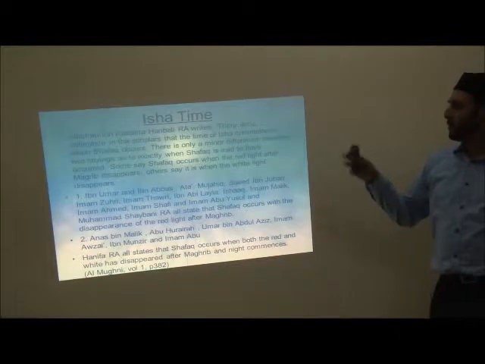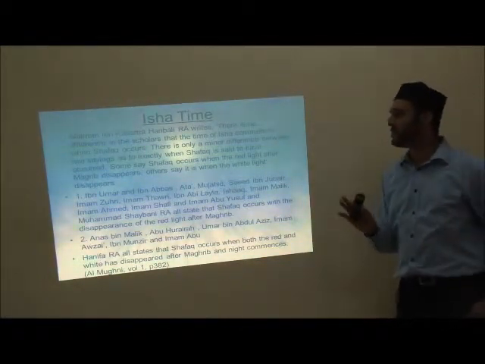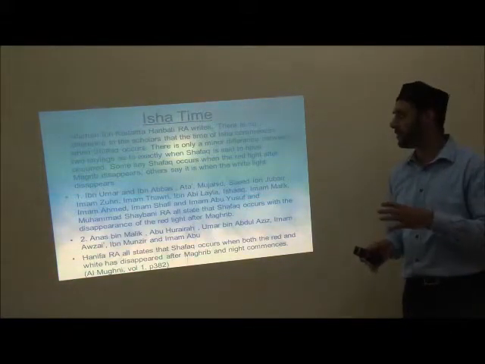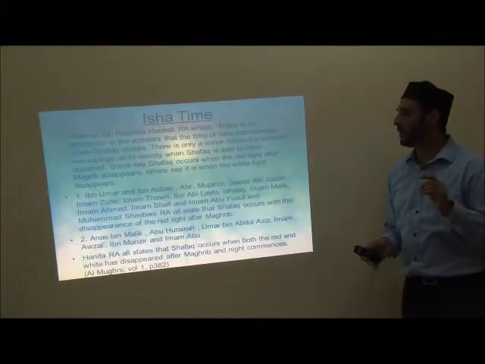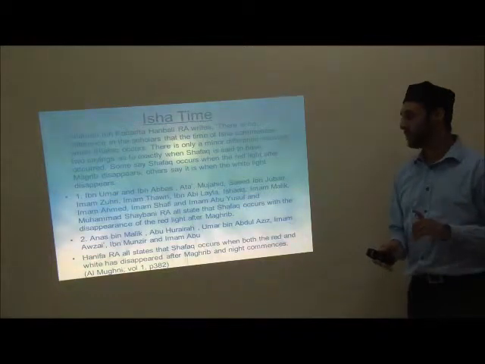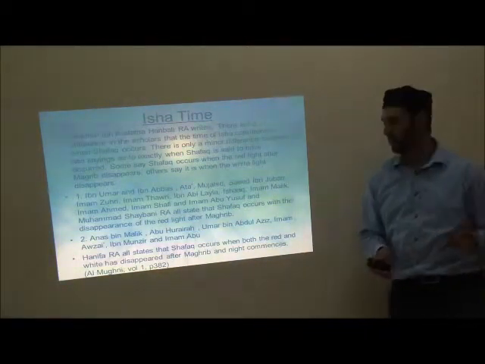Allama ibn Qudamah al-Hanbali writes, there is no difference among the scholars that the time for Isha commences when Shafaq occurs. So everyone says when twilight occurs, the time for Isha commences. There is only a minor difference between the sayings as to exactly when Shafaq is said to have occurred. Some say Shafaq occurs when the red light after Maghrib disappears. Others say it is when the white light disappears.